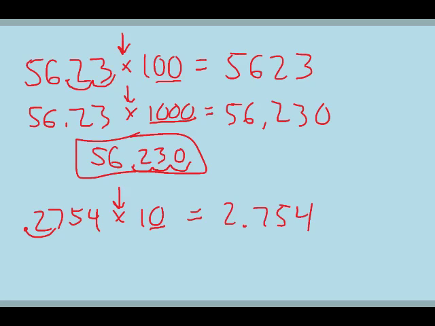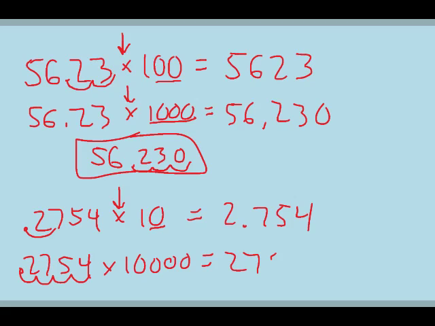2.754. Okay, and let's just do one more multiplication for good measure. If I'm going times 10,000, you can see there are 4 zeros, so it's going to shift 4 times, whoop, whoop, whoop, whoop, right? And I end up getting 2,754.